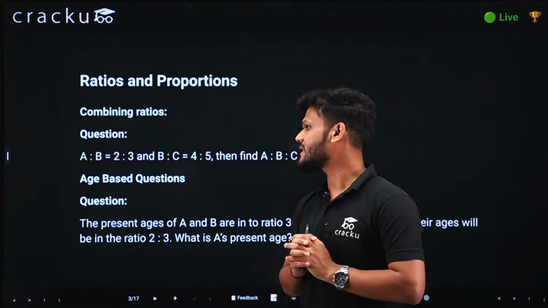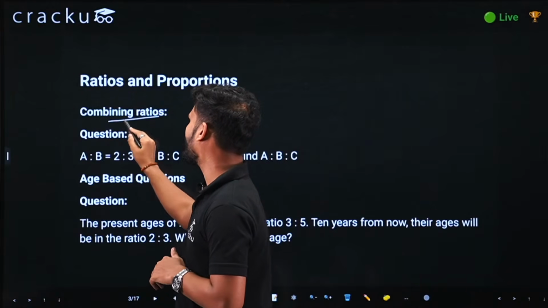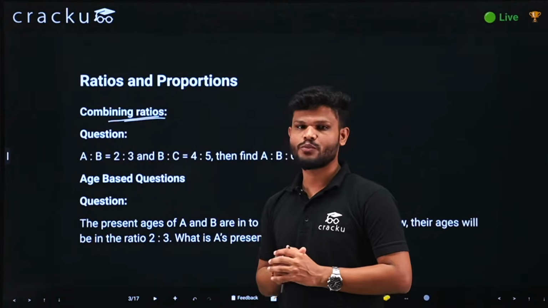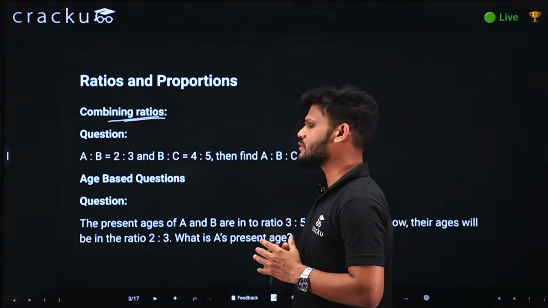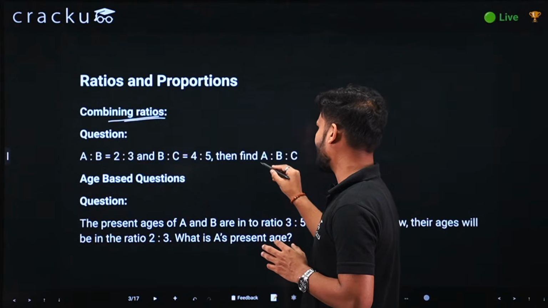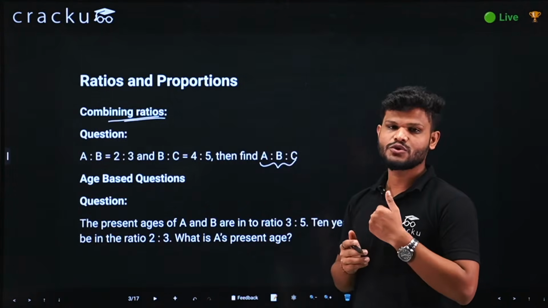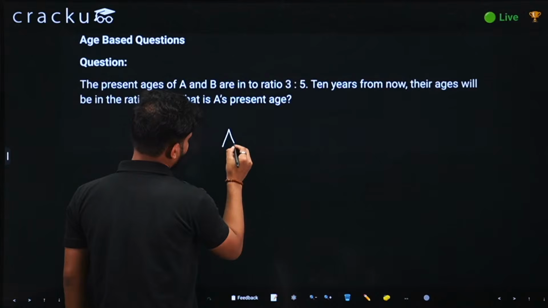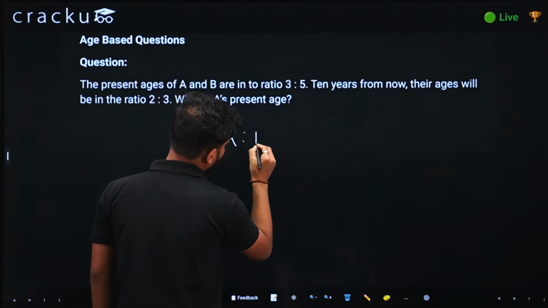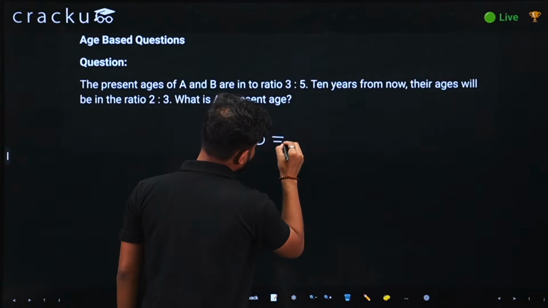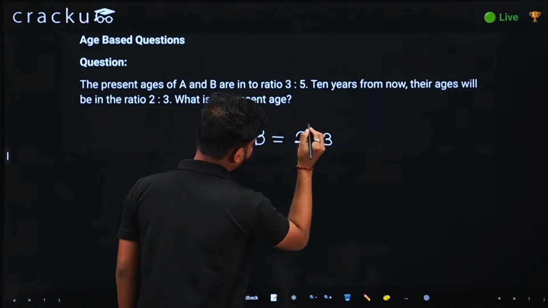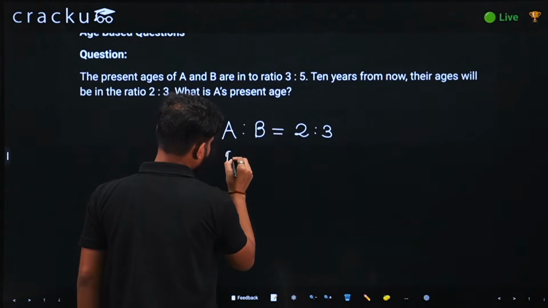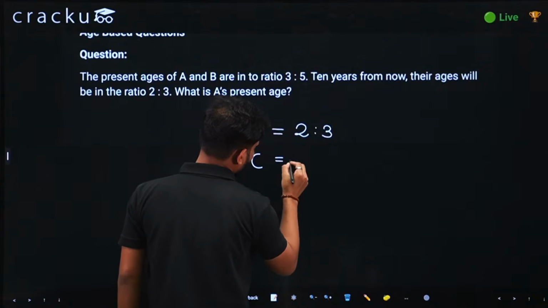Now what can be the question types? The first question can be based on combining the ratios. So what is combining the ratios? You have A is to B equal to 2 is to 3 and B is to C equal to 4 is to 5, and they ask you to find the ratio of A is to B is to C. What does this mean? This means that we have A is to B equal to 2 is to 3, and then we have B is to C equal to 4 is to 5.